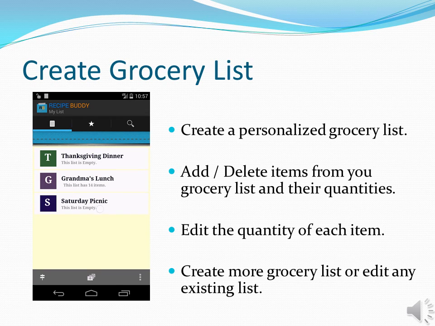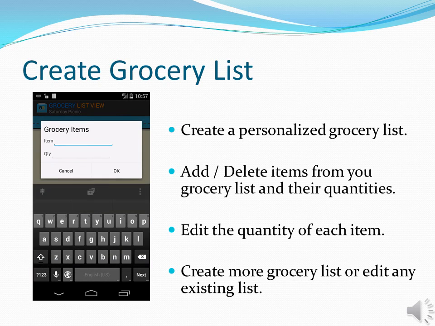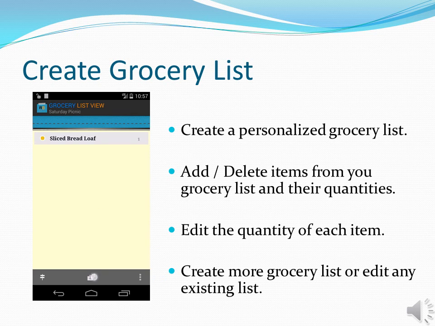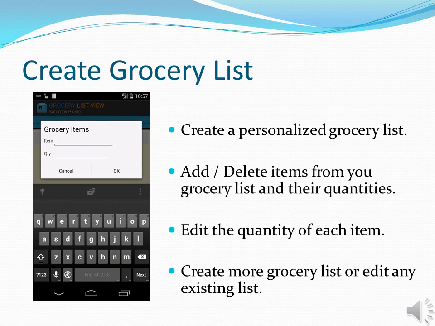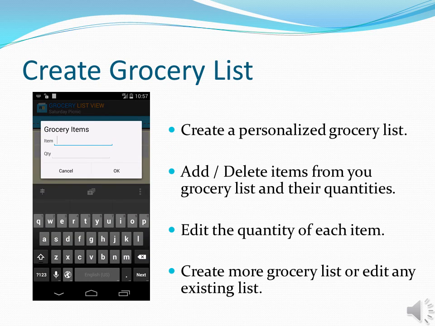Now I clicked on it. I'm going to add items to it, the grocery items. Okay, now I selected sliced bread, loaf, quantity of 1. Now I would like to add another item. Tomatoes. I will put a quantity of 4 items. As you can see, the tomatoes have been added. I want to add another item. Sliced cheese, a quantity of 2.